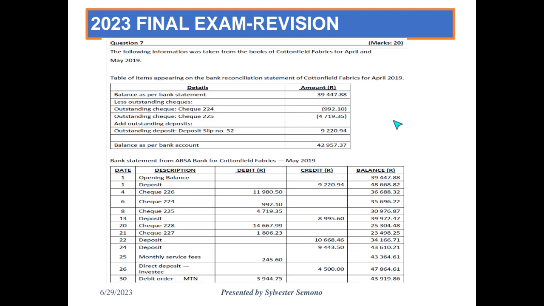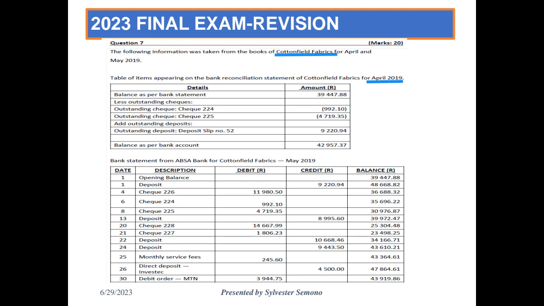What you need to do first is make sure that we read the information. Firstly, we know that we are Cotton Filled Fabric, and they give you the books for April and May. If they give you April and May, just know that the latest month is our month, so our month is May. But the reason why they give you April is that sometimes the figures for April can affect us. Can you see now? That's why they gave you the bank recon from the previous month, because it will affect us somehow.